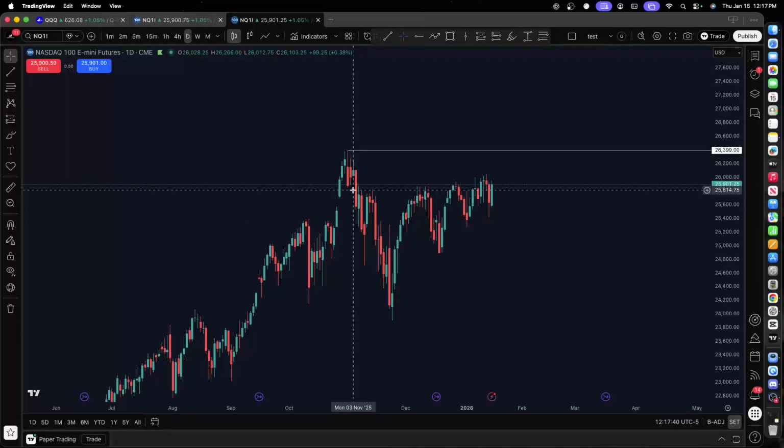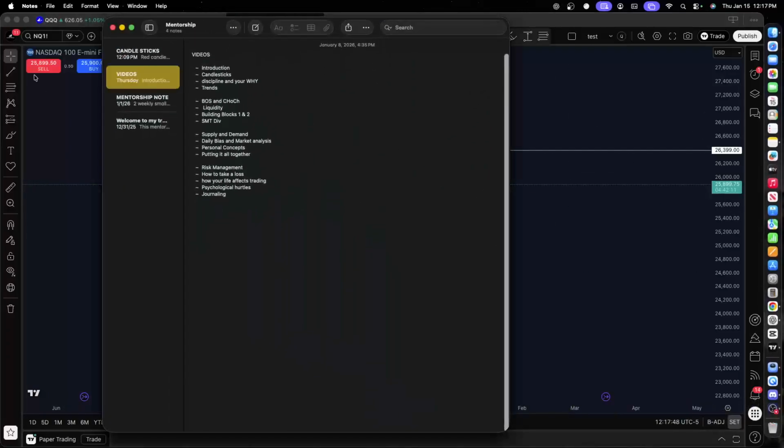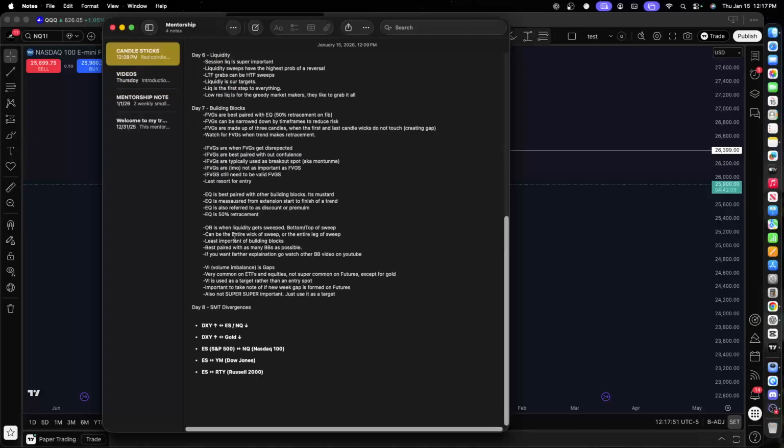Trying to think how I want to show you. Okay, I'll show you this one. So first step to SMT divergences is you need to have correlating assets. Correlating assets are markets that trade relatively similar. Okay, so right here, I went ahead and added a couple.